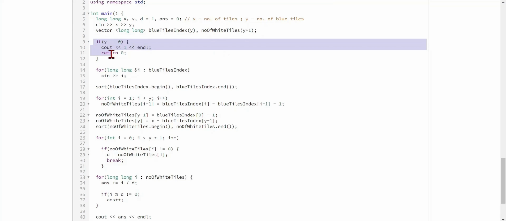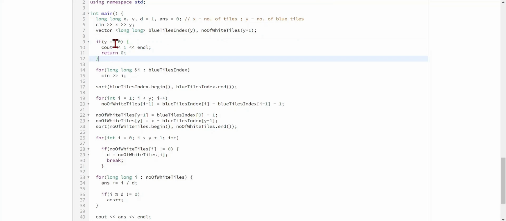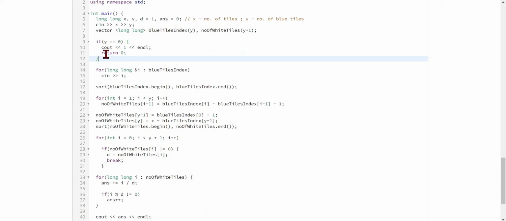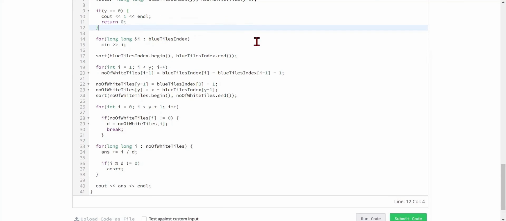So moving forward, if y equals 0, that is, there is no blue tile and all tiles are white, then d can be x, where Tingu can paint all the tiles at once. So only one paint job is required. Here we are printing 1 directly and returning from the function. This is a test case or end case you can consider.